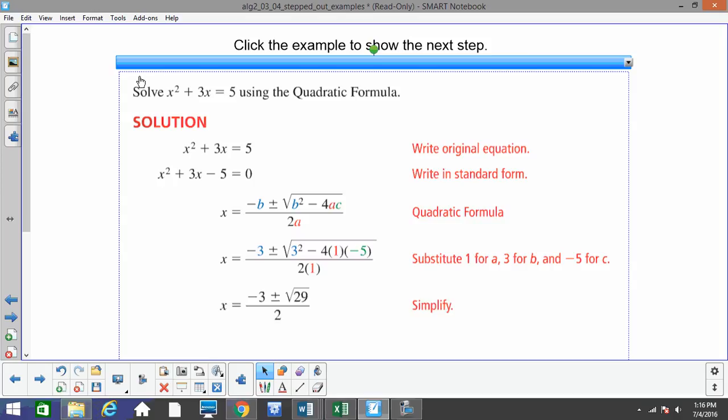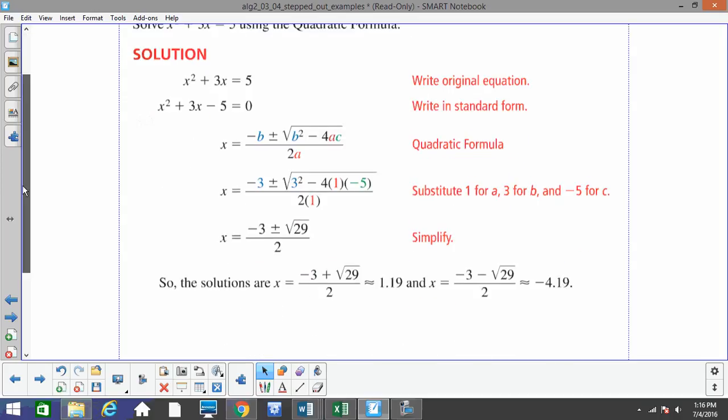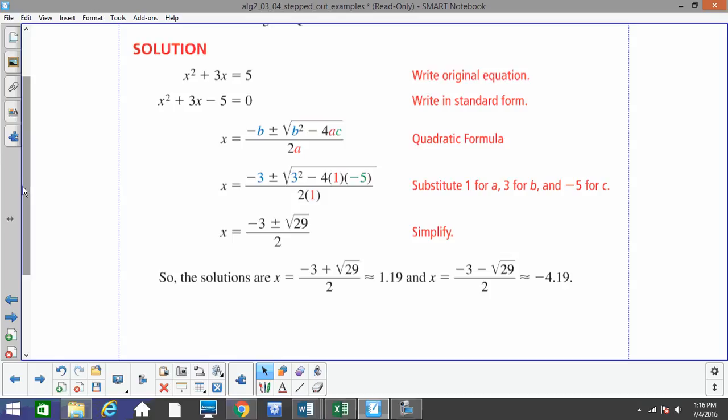Do what's underneath that radical first. Make sure you follow order of operations. You've got two numbers. Sometimes it'll say the exact, and if it says exact, you'd give your answer with the radical. If it says an approximate, you could do a decimal.